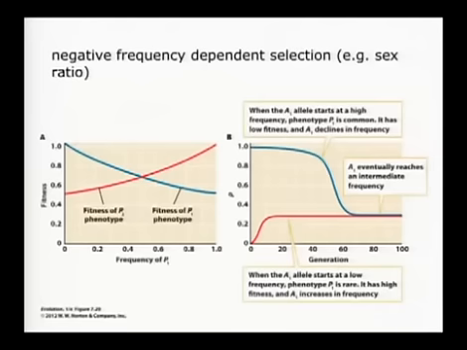Okay, so maybe this is a little more interesting. This is negative frequency-dependent selection, and a great case of negative frequency-dependent selection is the explanation for why we tend to have a close to 1-to-1 sex ratio. Like if you start a population that's mostly female, then what do you want to be? Male, right? If you start in a population that's mostly male, what do you want to be? Female, right?